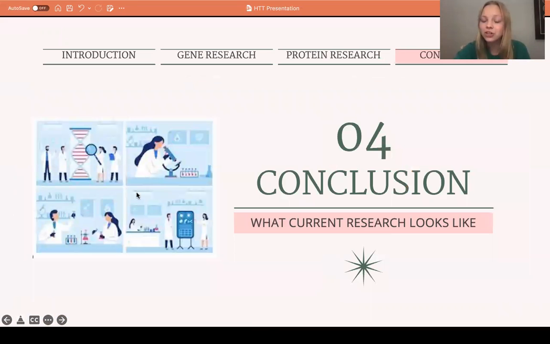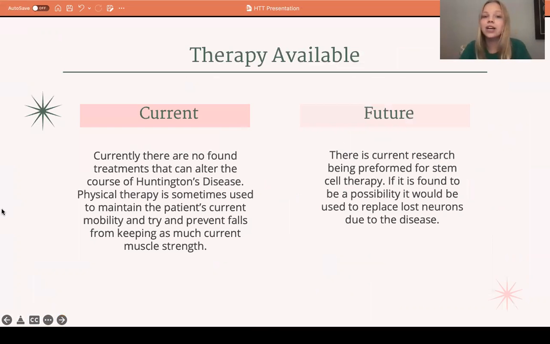So moving on to the conclusion and kind of what the current research looks like, such as therapies and so on. So current therapy available is that there's really no treatments that can alter the course and symptoms of Huntington's disease, sadly. Physical therapy is sometimes used to maintain the patient's current mobility and try to prevent falls by keeping as much current muscle strength as possible. In the future, they foresee stem cell therapy. It's found to be a possibility in which it would be used to replace those lost neurons that are due to the disease.